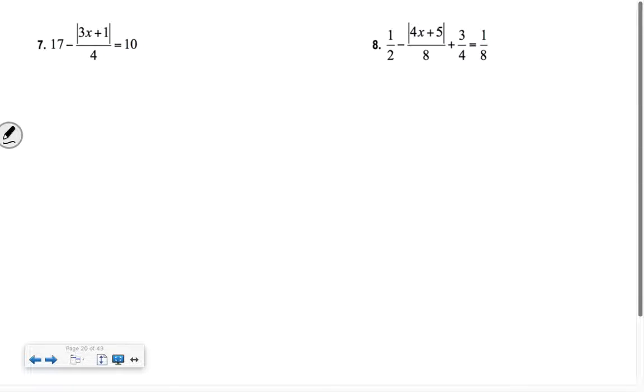So no solution. So always look for those, because a lot of people just get used to doing the steps and they're like, okay, I'm going to isolate, I'm going to break it into 2, I'm going to solve, and then they forget, oh wait, I have to think about that. I can't just put my answer.